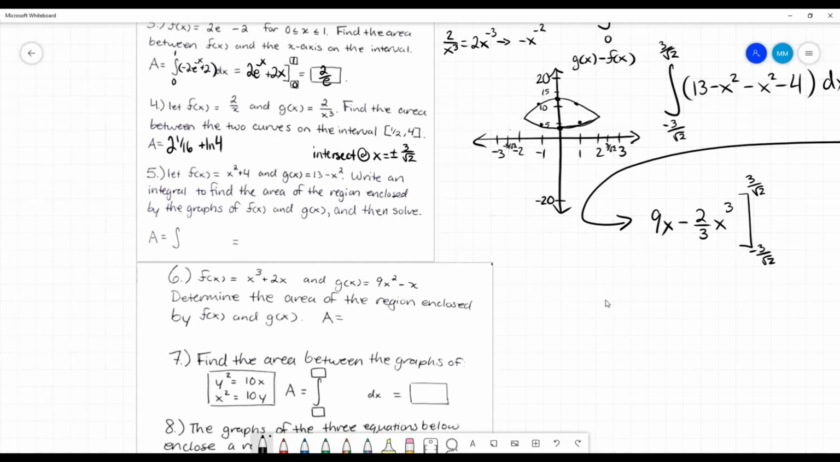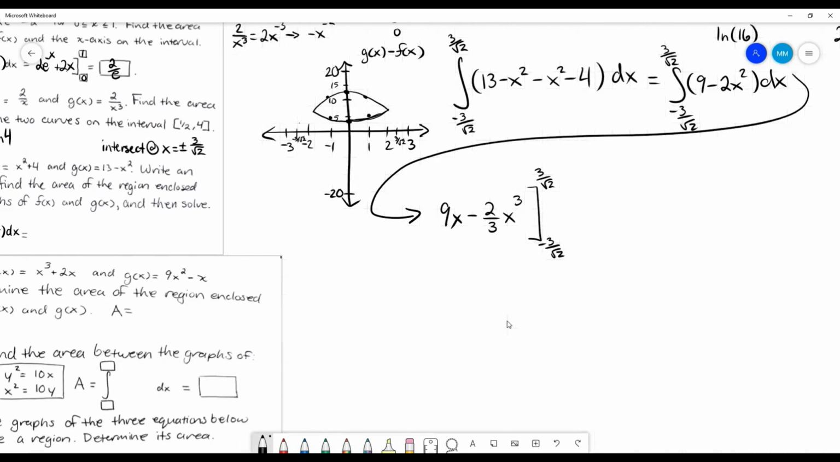Oh, right. So we already set up the integral, so I probably should actually write it over here, because that is part of the question. We set up the integral. We found that it was 9 minus 2x squared dx. Don't forget that dx. And now we are currently finding the answer. So if I plug this in here, it's going to be 9 times 3, so it's going to be 27 over the square root of 2 minus this cubed.